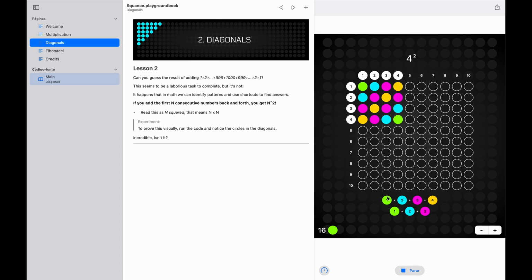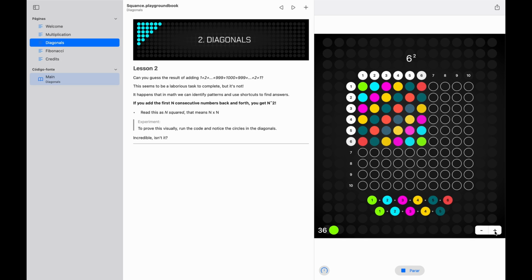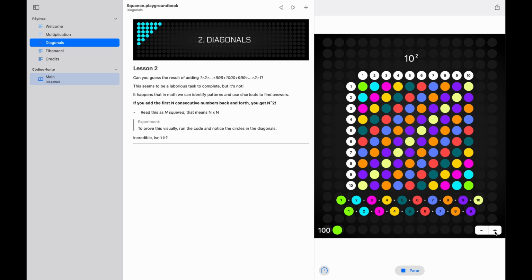So I have, for example, here the green, that is 1 circle up there and down there. Same for 2, that is blue, the 3 that is pink, and finally the 4 that is in the middle. So instead of adding 1 plus 2 plus 3 plus 4 plus 3 plus 2 plus 1, I can get the same result just by consulting the 4 squared. The same occurs for n being 1000 or a million, which would be much more laborious to calculate.